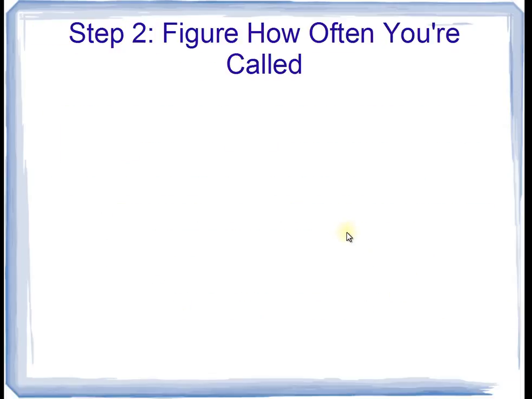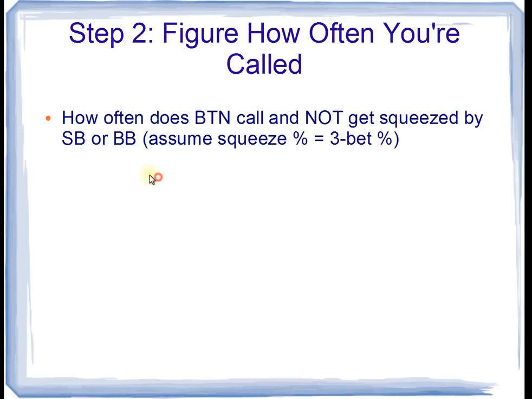All right, so now we want to figure out how often the cutoff open is called. How often does the button call and not get squeezed by the small blind or big blind? And we're going to assume the squeeze percentage is the same as the 3-bet percentage. And honestly, I think that sounds really reasonable. You might have the small blind start having some cold calling range with pocket pairs or something if the button calls 2. But for the most part, I think the squeeze ranges and the 3-bet ranges are going to be really close, at least close enough that we're not going to worry about it.